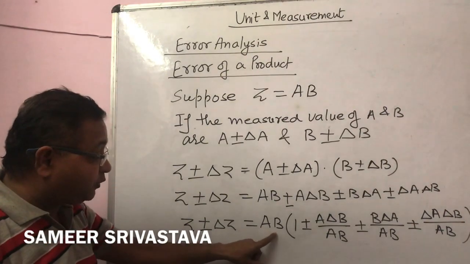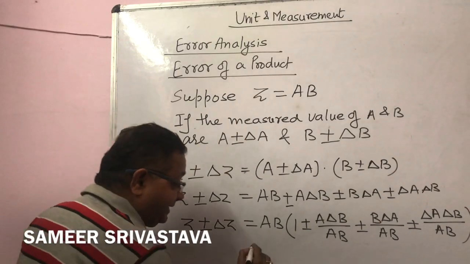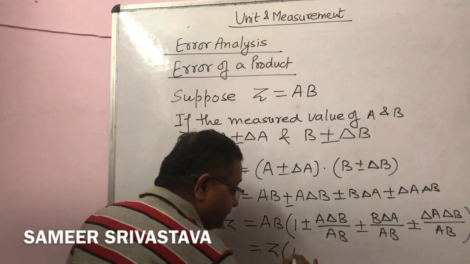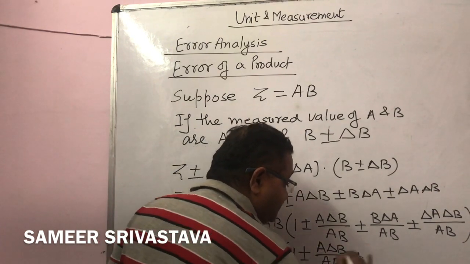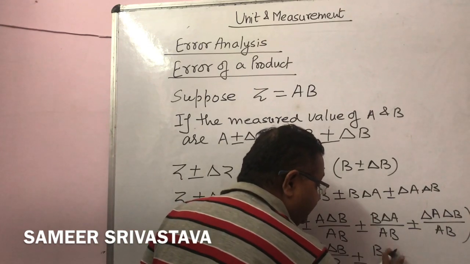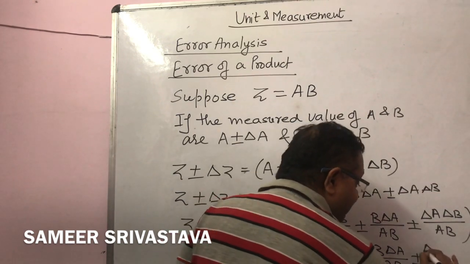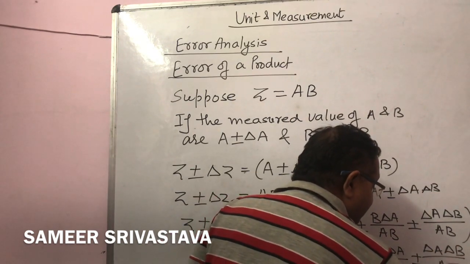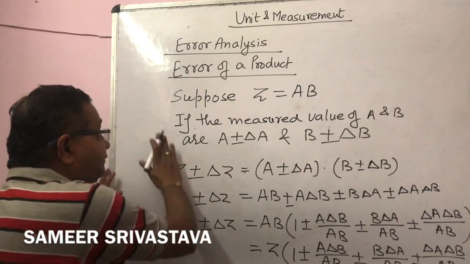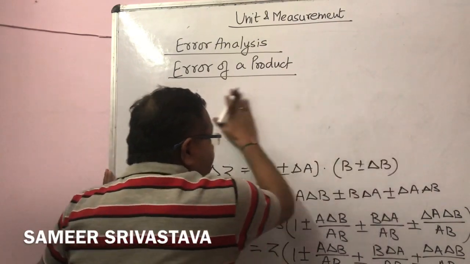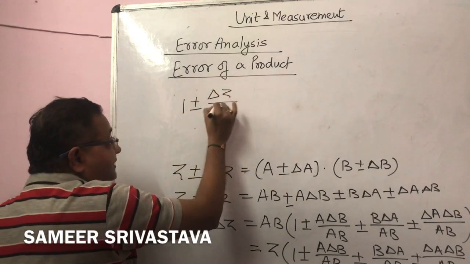Now we all know that the product AB is called Z. So we can write AB as Z. Z times 1 plus minus A delta B upon AB, plus minus B delta A upon AB, plus minus delta A delta B upon AB. Now if we divide by Z from here, what do we get? We can write this equation as 1 plus minus delta Z upon Z.